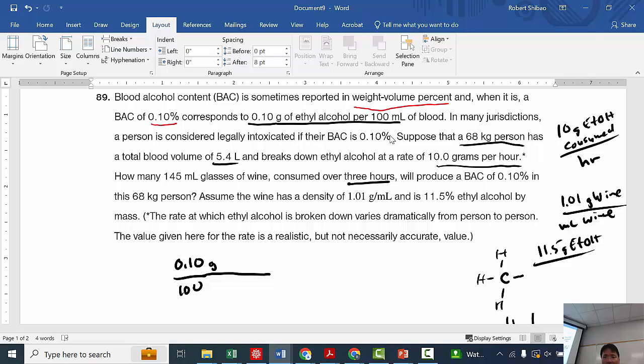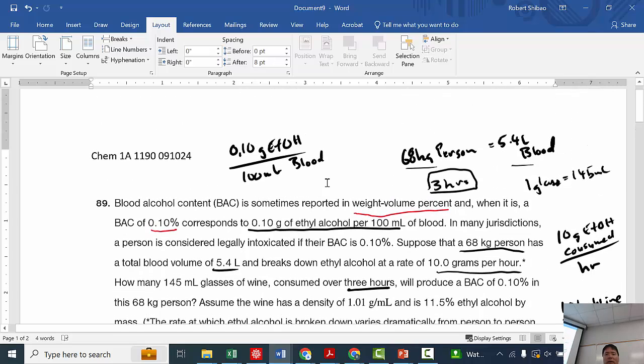By mass, so this is 100 grams of wine. The rate at which ethyl alcohol is broken down varies dramatically from person to person. The value given here for the rate is realistic but not necessarily accurate.